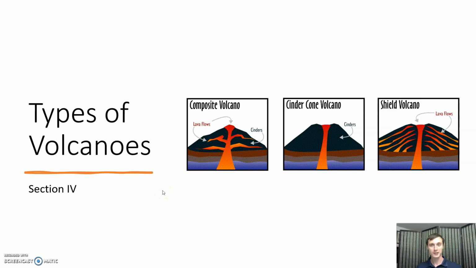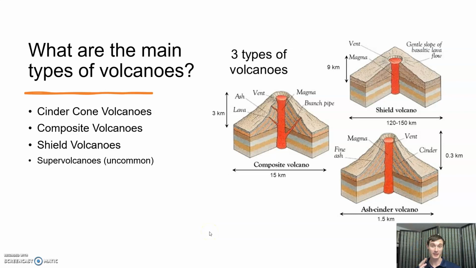Welcome back, everybody. In this section, we answer the question, what are the different types of volcanoes? And the three kinds we're going to talk about are cinder cone volcanoes, or sometimes ash cinder volcanoes. These are going to be relatively steep things, not very far across. You notice the scale, 1.5 kilometers. That's really not too big for a volcano.